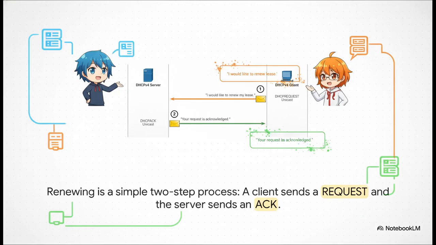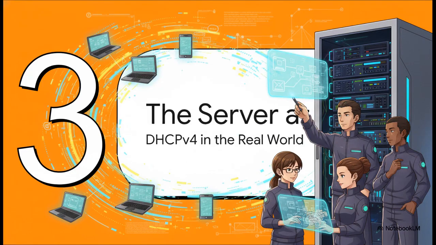The good news is, renewing your lease is way easier than the first time around. Before it expires, your device just shoots a quick request directly to the server that gave it the address in the first place, basically saying, "Hey, my lease is almost up. Can I keep this address?" The server just replies with an acknowledgement, and you're good to go. Simple as that.